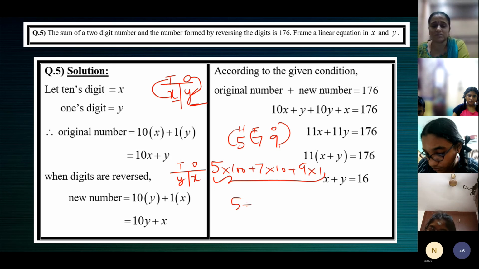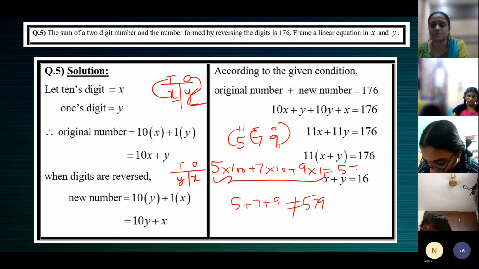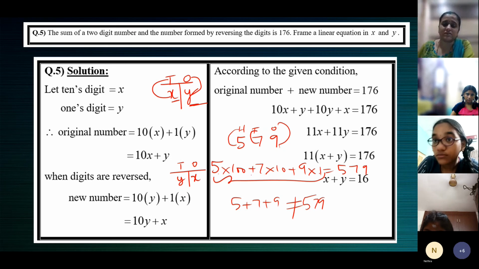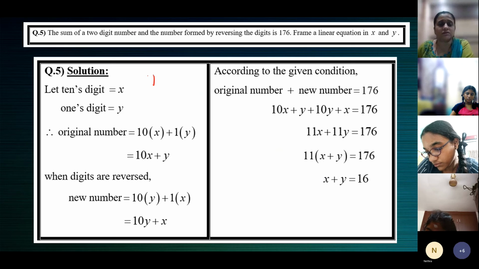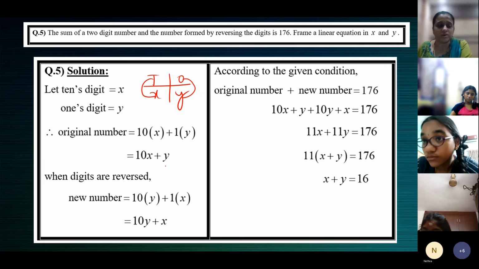579 is not 5 plus 7 plus 9. 5 plus 7 plus 9 will not give you 579. But this expression will give you 579. 500 plus 70 plus 9 is 579. So similarly here, tens, ones, x, y. So 10 into x plus 1 into y. So 10x plus y is the expression for the original number.